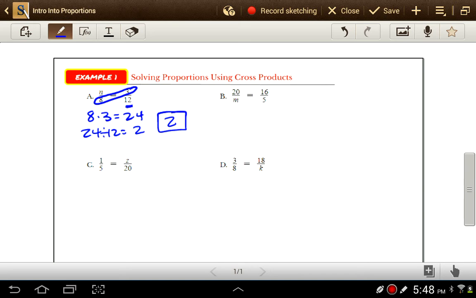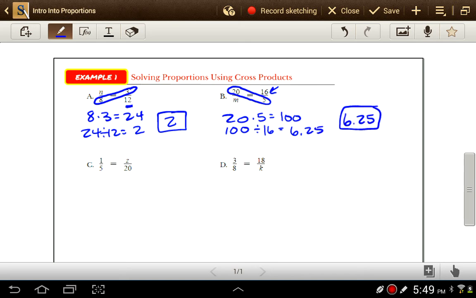Looking at B, we have our cross numbers that we know. The first thing I'm going to do is 20 times 5, and 20 times 5 is 100. The next thing I'm going to do is take that result and divide it by the remaining number, 16. 100 divided by 16 is 6.25. So my answer is 6.25.